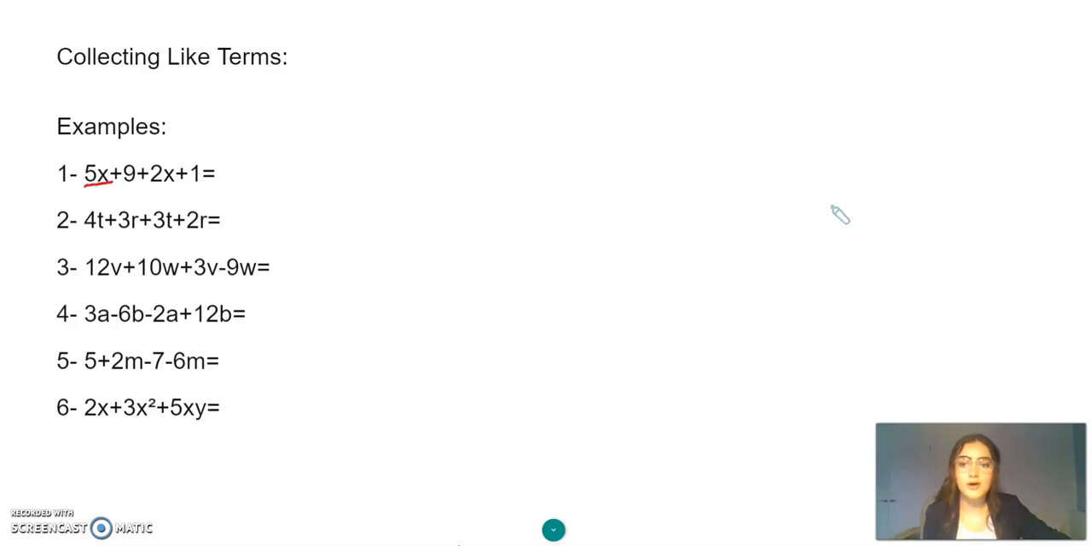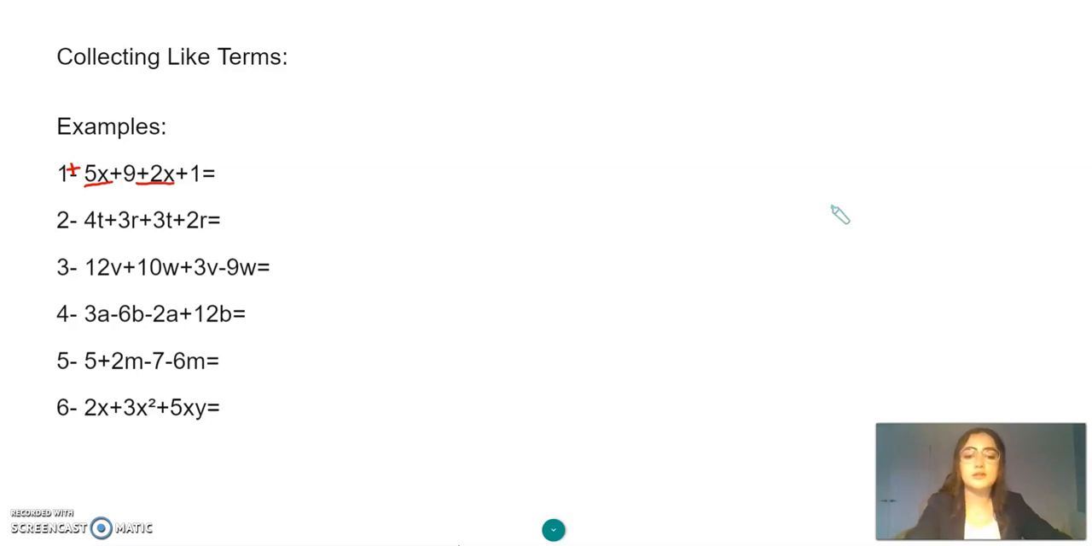So we have our 5x and we have our positive 2x. A golden rule here is to always underline the sign before the term as well. Here, we don't have a sign before it, but because we don't have a sign before it, it's safe to assume that it is a positive term. So there is a plus here, but it's just not written. So this is positive 5x.